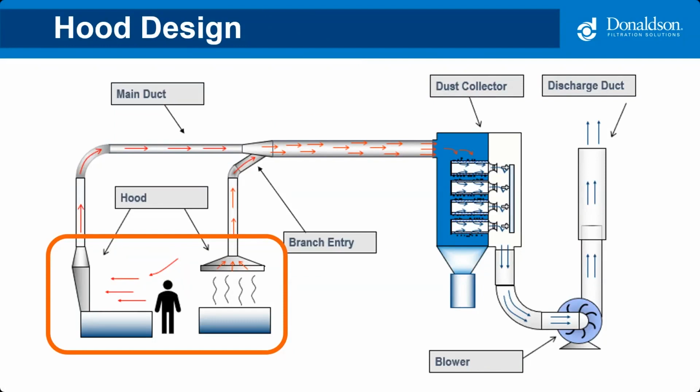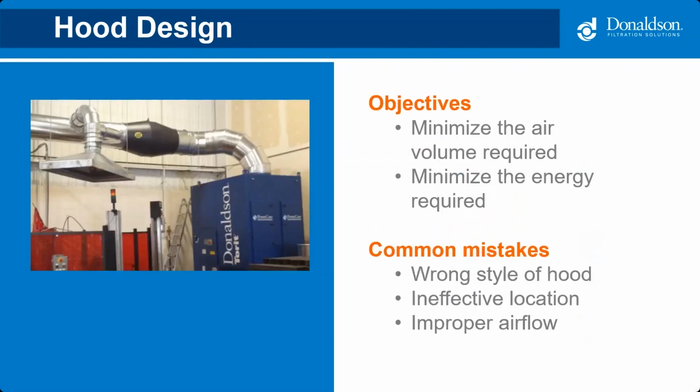Now back to our system. The first component that we're going to discuss today is the hood. This is a critical component of the system design that will allow the capture and collection of this fugitive dust. A well-designed hood is going to minimize the amount of airflow that's required to effectively capture and control the contaminant where it is released, while minimizing the energy required to do this.